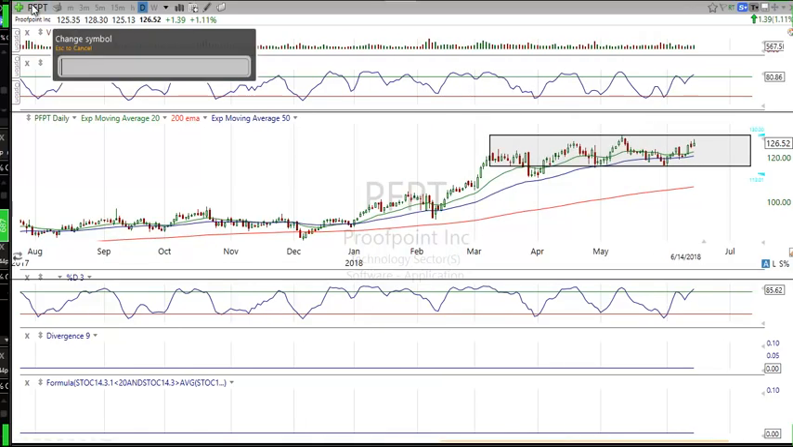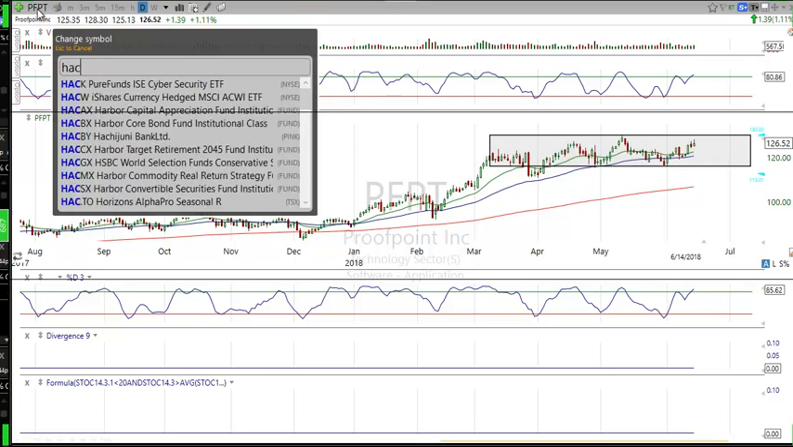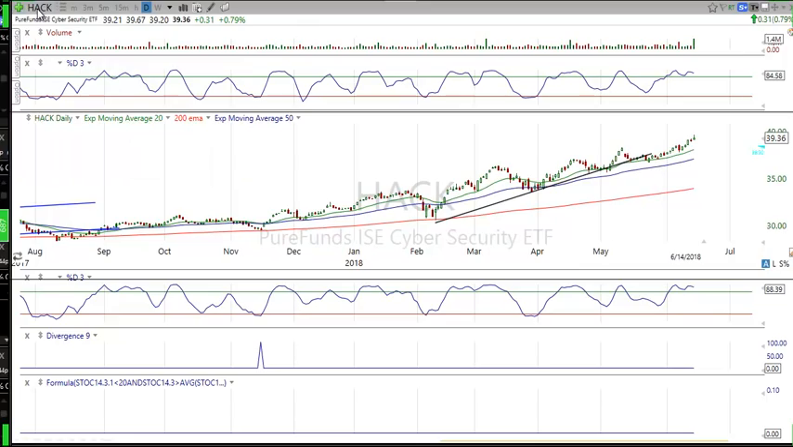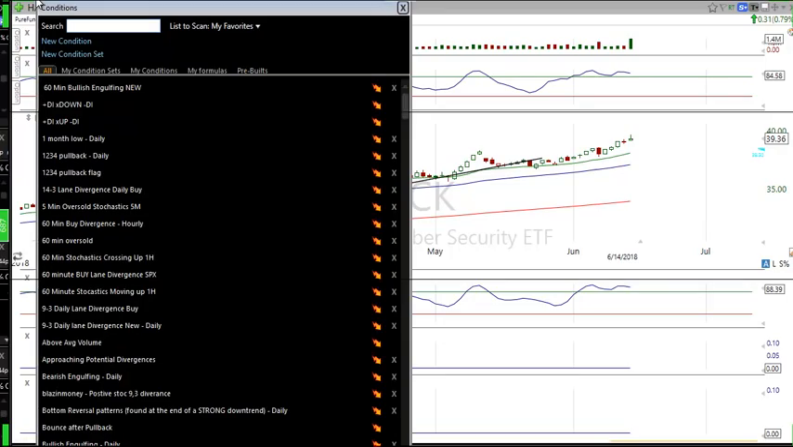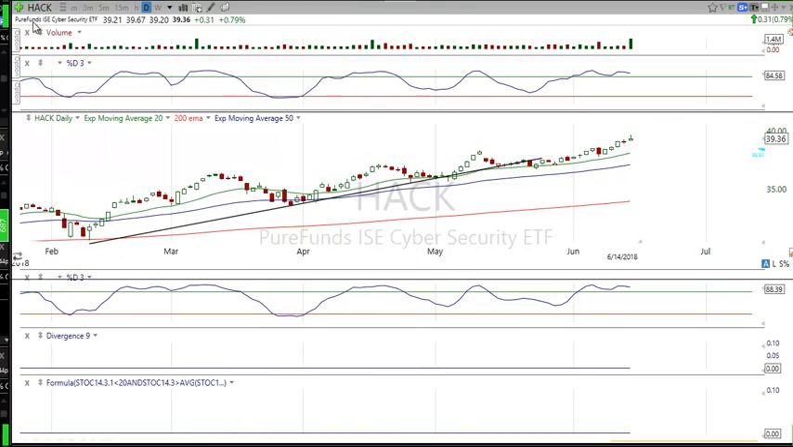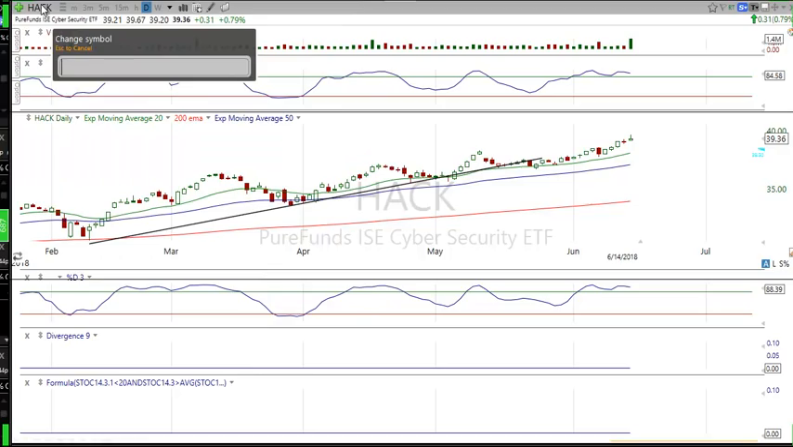So that is looking good. The Palo Alto Network looks good. So why don't we look at the Hack? And Hack is the ETF, and that even looks better. So you could cut all the BS out and just buy the Hack, which is an ETF, and it has a basket of security stocks, and all these security stocks are looking good. So Hack should continue to move higher, and that's only $39.